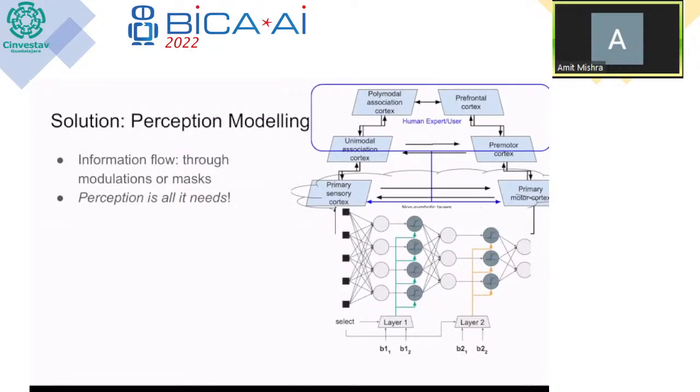Now, the first one, perception modeling. How do we do that? So let us say we find that the human being has a certain level of perception. We want the deep learning models, which are used to model the primary sensory cortex or primary motor cortex, to change the way they are working. That can be done in a very elegant manner if we are using some masking layers here. And the level of masking is determined by how attentive the human being is.